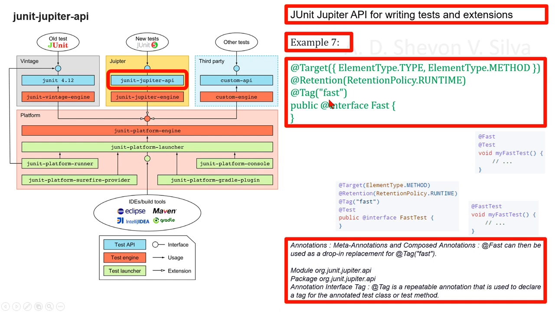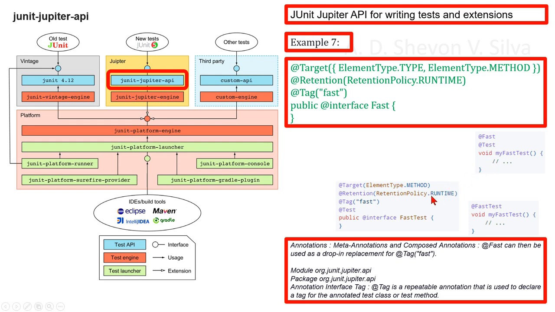For example, instead of copying and pasting @Tag("fast") throughout your code base, you can create a custom composed annotation named @Fast as follows. So @Fast can then be used as a drop-in replacement for @Tag("fast"). The following test method demonstrates the usage of the @Fast annotation.